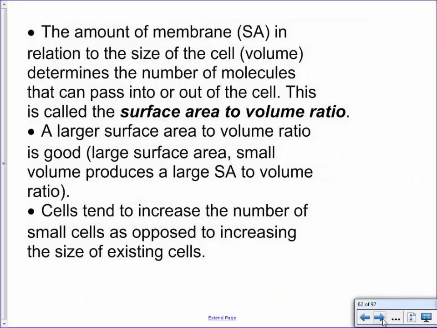You should know how to calculate a surface area to volume ratio, by the way. Even though that's not really a term on our list, you should know how to do the math at least.